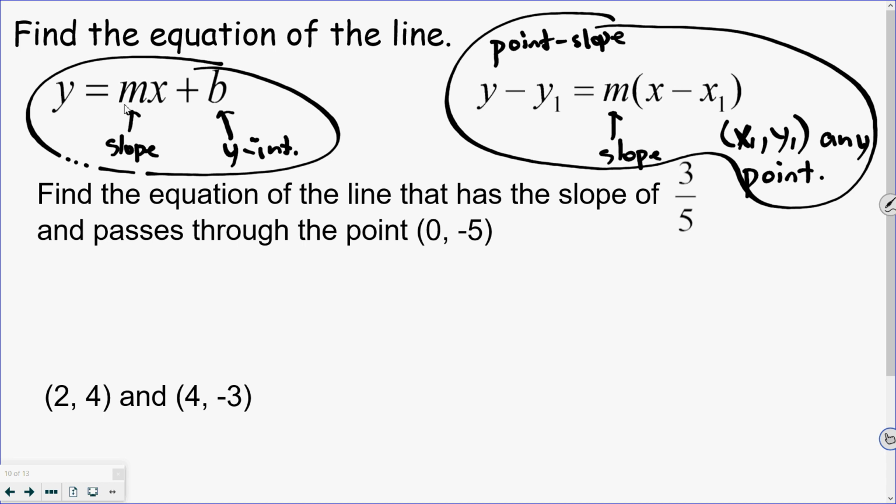So that's part of the process. The first step is deciding which formula to use. Okay, so let's do this first example. It says find the equation of the line that has a slope of 3/5 and passes through the point (0, -5).